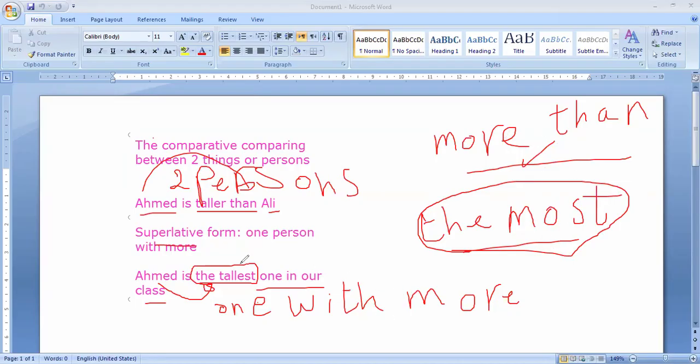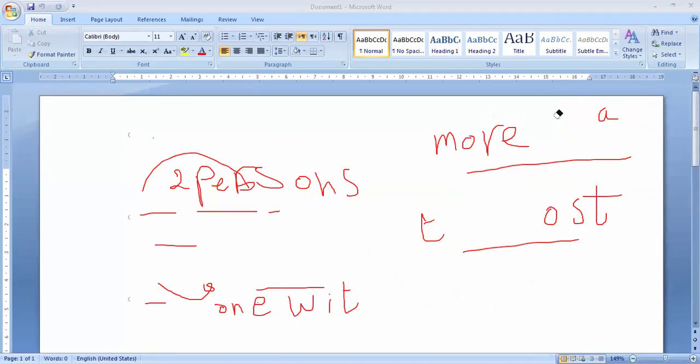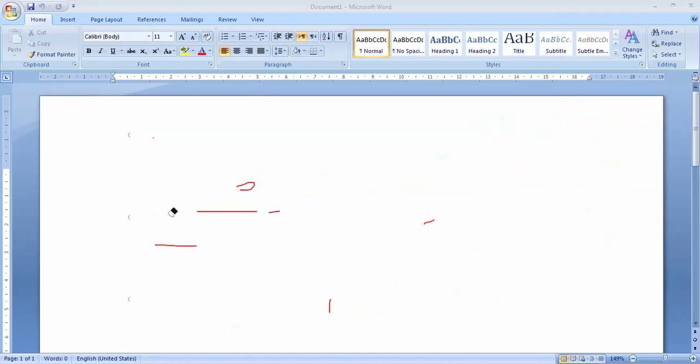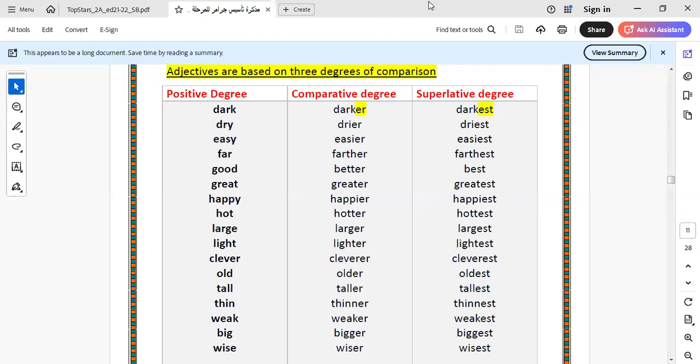Okay, now we know how to do comparative and superlative form. Let's return to our lesson today. Now, I think it's not difficult, it's easy to know how to do the adjective comparative form and adjective superlative form. Let's continue the rest of the lesson, not the exercise.